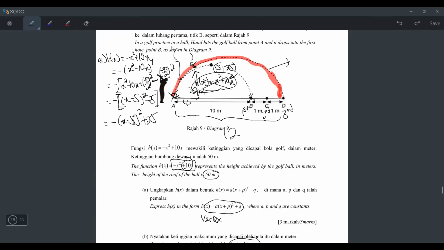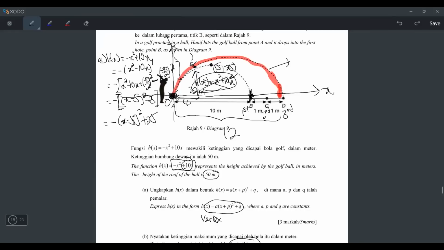Okay, so I can assume this is the x-axis and the y-axis. The reason is because if you look carefully, if this is 0, 0, it makes sense because 0 until 10, this is 10 meter, right? That is why the axis of symmetry is 5, because 0 and 10, the half is 5. So it means we can assume this is the origin.